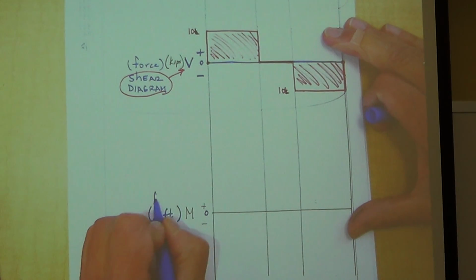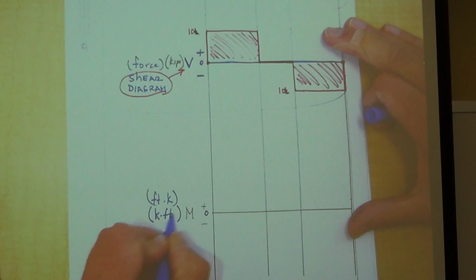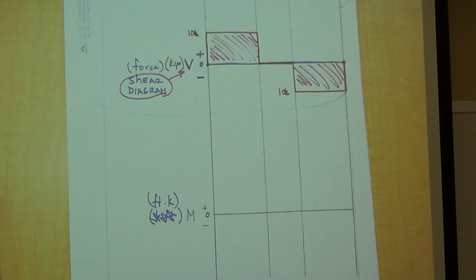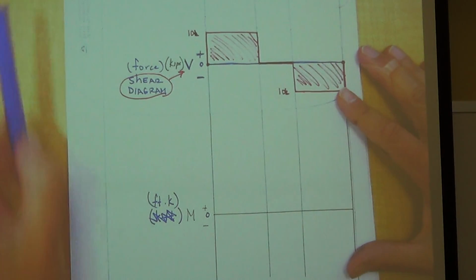Wait, foot pound, foot hip. We put the foot, the distance first. Janae, I think I'm up to you.